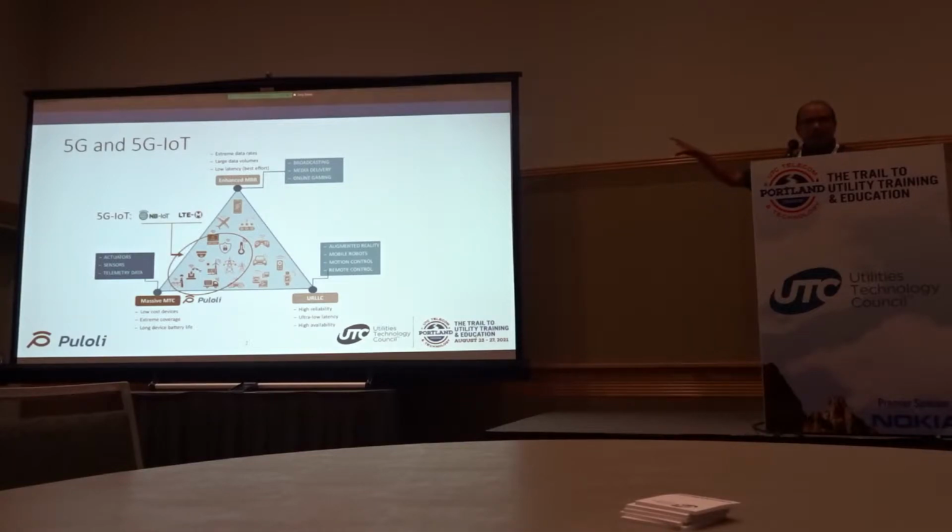So that's eMBB, Enhanced Mobile Broadband. That's at the top. That's the first leg of the three-legged stool, of the 5G stool. On the lower right-hand side is one of the new ones that got added in the 5G specifications.